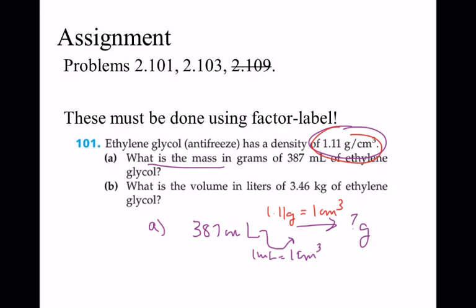And then B, what volume in liters? So we're going to put question mark liters on the right, and we're starting with 3.46 kilograms. So similar kind of, we got to fix our kilograms to grams, and then we can do grams to milliliters using density, and we can do milliliters to liters using the relationship of 1,000 milliliters is equal to 1 liter. So this is the one where you use density.